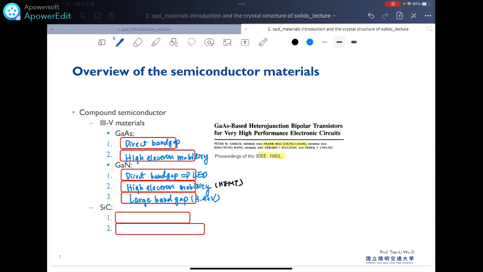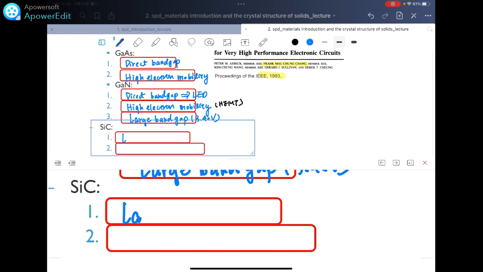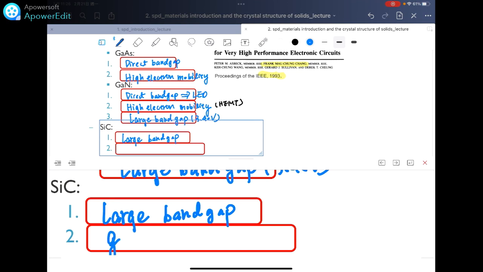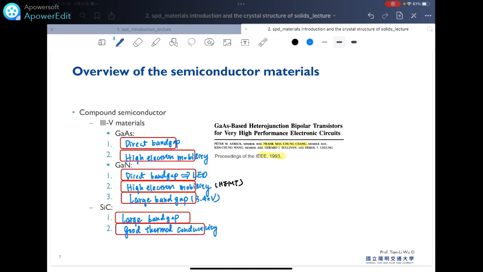And in general, another very famous compound nowadays, that you can also hear about in the news, is the silicon carbide material. So silicon carbide also features a large band gap and also very good thermal conductivity. So thermal conductivity is related to thermal dissipation, 散热. Which means if you have a good thermal conductivity, you have better thermal dissipation, 散热的能力就会变得很好.